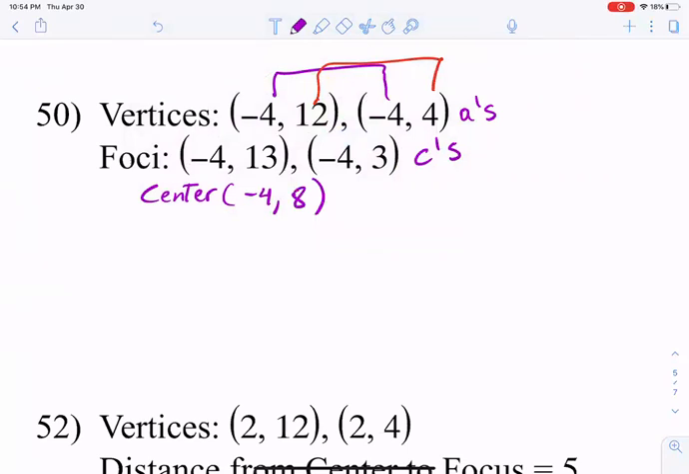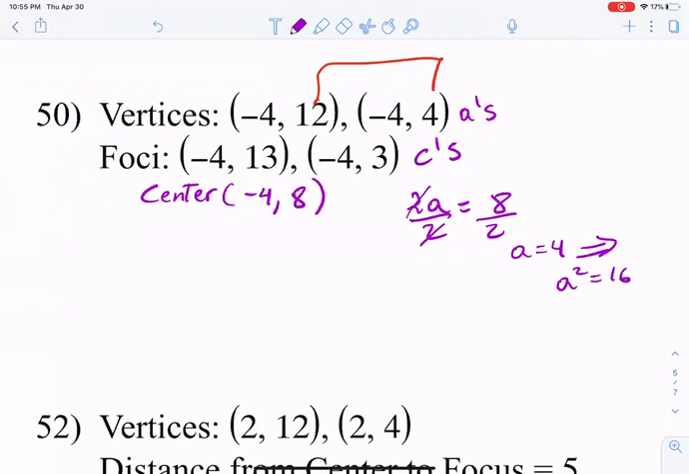And now we need to find out what a and b are. So 2a equals, well, the -4s are fixed. The distance from 4 to 12 is 8, right? I'm talking about that 4 and the 12, just in case you're confused. So that's 8. If I divide by 2, I get 4, and that implies a squared equals 16.